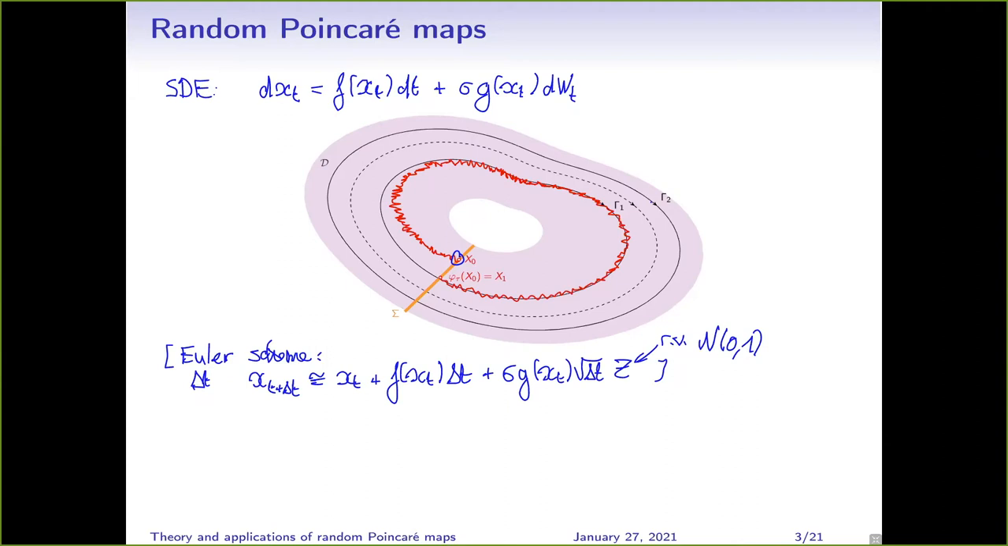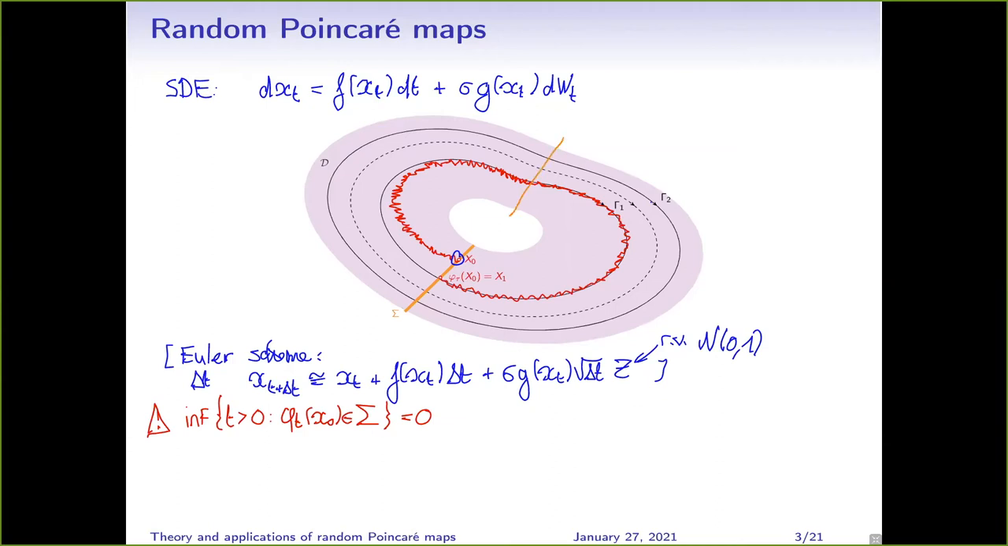Now there's a small problem here, which is not very difficult to solve, but one has to be aware of it. If I define the return time as before, the first time at which phi_t of x naught is in sigma, this will actually be zero. So if I just define the return time to sigma as before, this is not going to work because this time is equal to zero. But there's an easy solution to that problem.